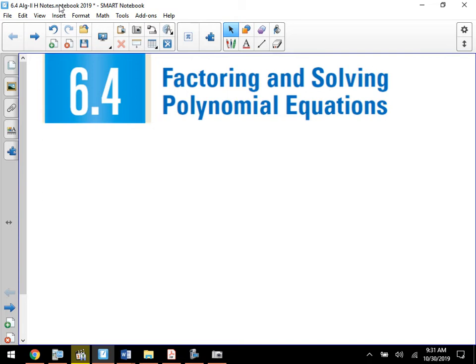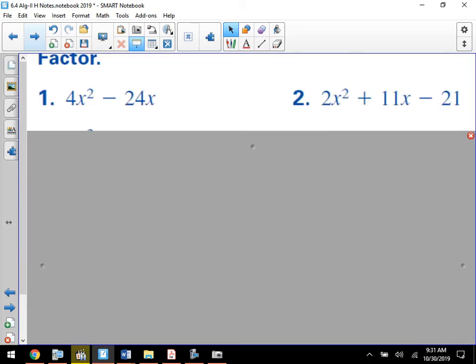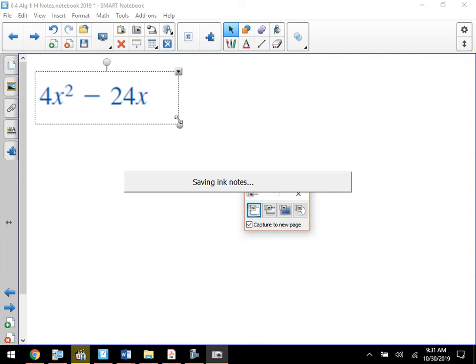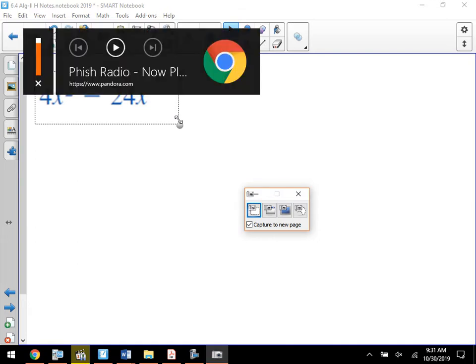So this kind of goes back to what we were doing last chapter. If I wanted to factor something, and let's do these one at a time here, if I wanted to factor 4x squared minus 24x, what do you do first? Divide by 4x. Yeah, divide by the 4x.